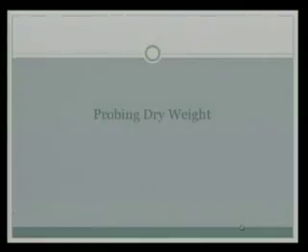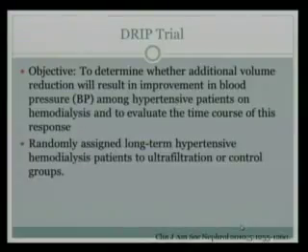So the first strategy that I'm going to talk about is probing dry weight. And this is simply small incremental changes in the dry weight with each treatment. And this was really elucidated in a trial called the DRIP trial. And the objective of this was to determine whether additional volume reduction would improve blood pressure in hypertensive patients on hemodialysis. And there were two groups. One group was just assigned to normal care, where a physician would see them and they would prescribe the dry weight as they saw fit.